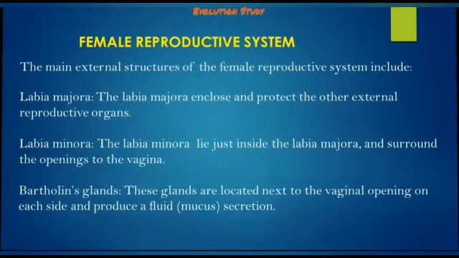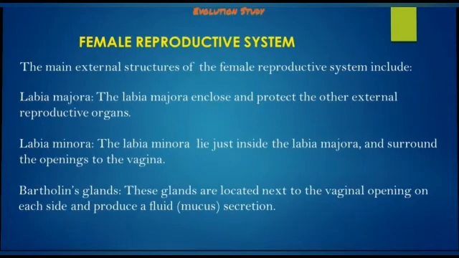Now, what is the female reproductive system? The main external structures of the female reproductive system include the labia majora. The labia majora encloses and protects the other external reproductive organs. The labia minora is the one that lies just inside the labia majora, and it surrounds the openings to the vagina. Now, what are Bartholin's glands?